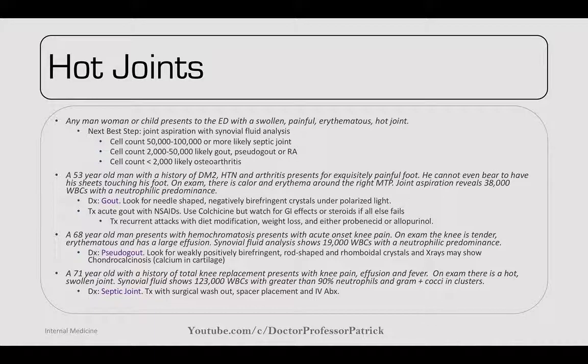Next case is a 68-year-old man with hemochromatosis presenting with acute onset knee pain. On exam, the knee is tender, erythematous, and has a large effusion. Synovial fluid shows 19,000 WBCs with a neutrophilic predominance. The diagnosis here would be pseudogout, and you want to look for weakly positive birefringent rod-shaped and rhomboidal crystals. X-rays may show a chondrocalcinosis, or calcium within the cartilage around the joint. And this is related a lot of the times to gout. It more often presents in the knee or the ankle instead of the foot.